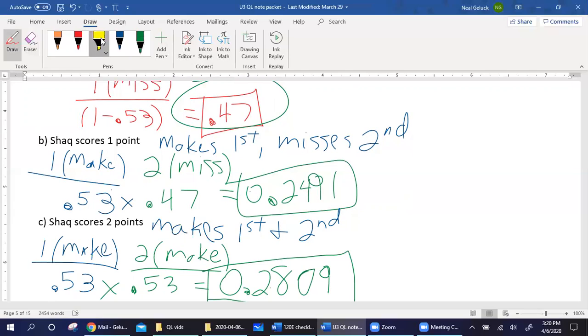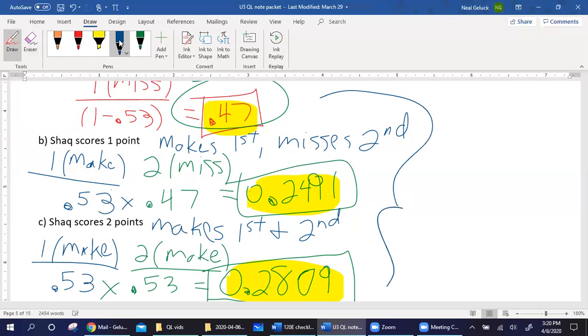One last thing that's kind of interesting about this problem, this covers all the possibilities, making no points, 1 point, or 2 points. Since all possibilities are covered, if you were to add all those together, it adds to equal 1, meaning it covers all the possibilities.